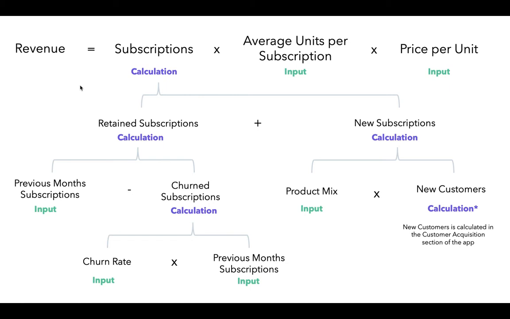It's going to be calculated by the retained subscriptions plus the new subscriptions. Retained subscriptions, again, is going to be a calculation which takes the previous month subscriptions, which is a known input, and subtracts out the churn subscriptions, or the subscribers that are leaving us every month. Churn subscriptions, again, are calculated by the churn rate, an inputted value, multiplied by the previous month subscriptions, which is, again, an input. New subscriptions, however, are going to be calculated based off of the product mix, or the percentage of these customers that are buying this particular subscription, multiplied by all new customers.